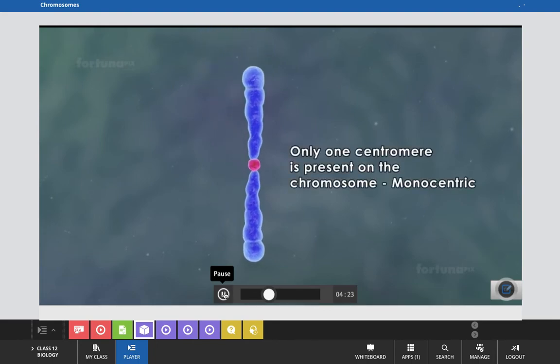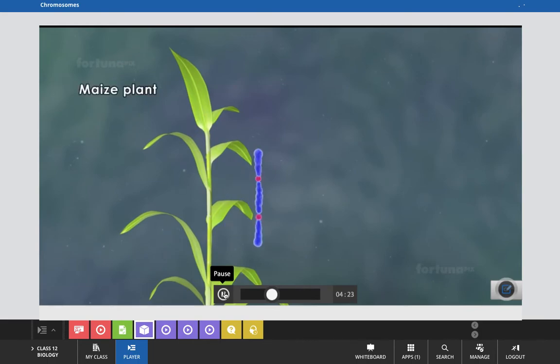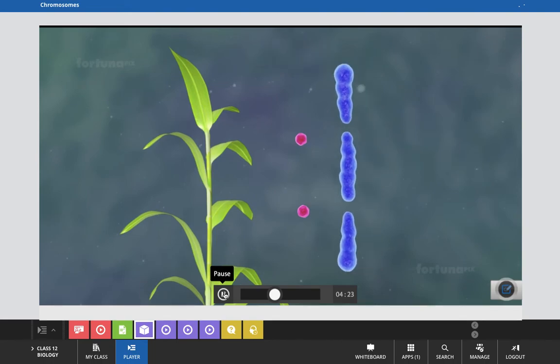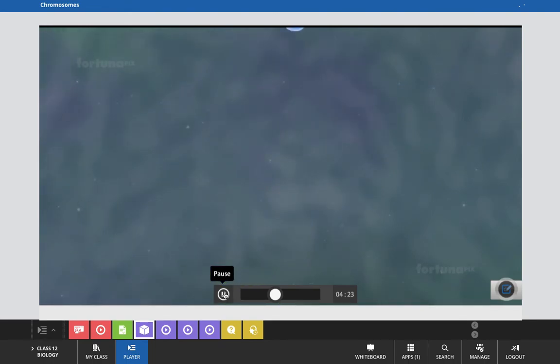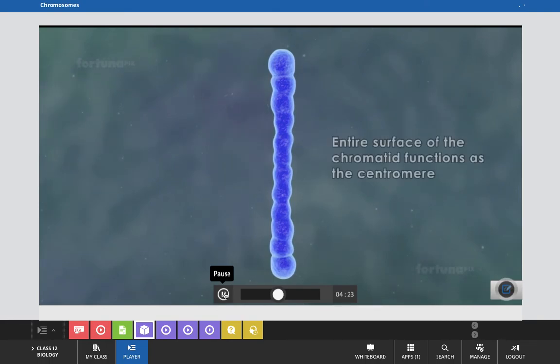Generally, only one centromere is present on the chromosome, meaning it is monocentric. In maize plants, the chromosomes are dicentric, meaning they have two centromeres. In such chromosomes, each chromatid will have three arms. Chromosomes without centromeres are referred to as acentric or holocentric. The entire surface of the chromatid functions as the centromere.